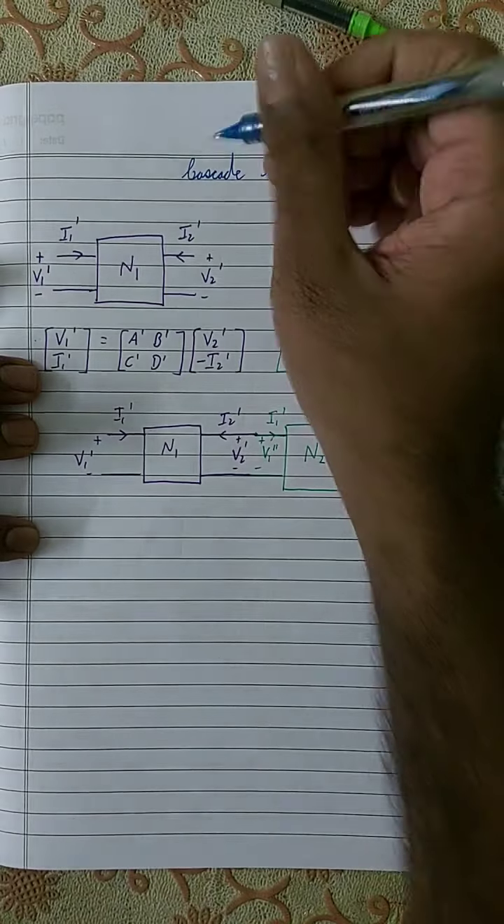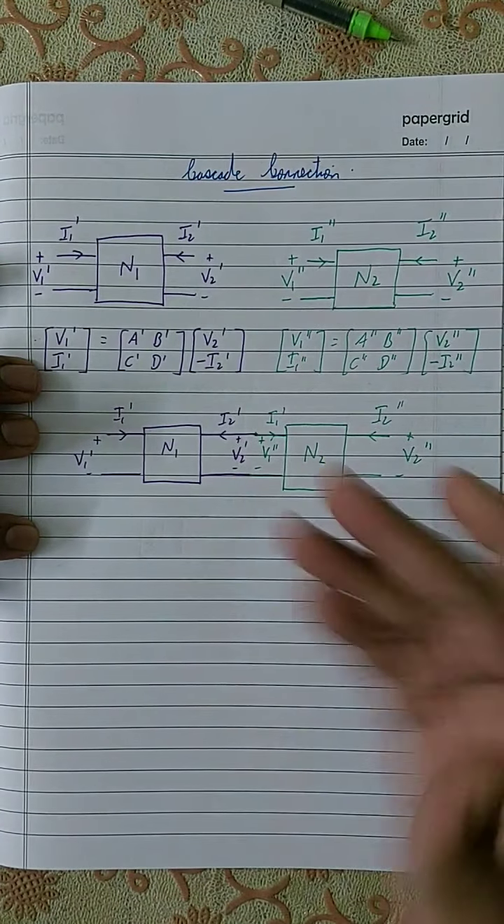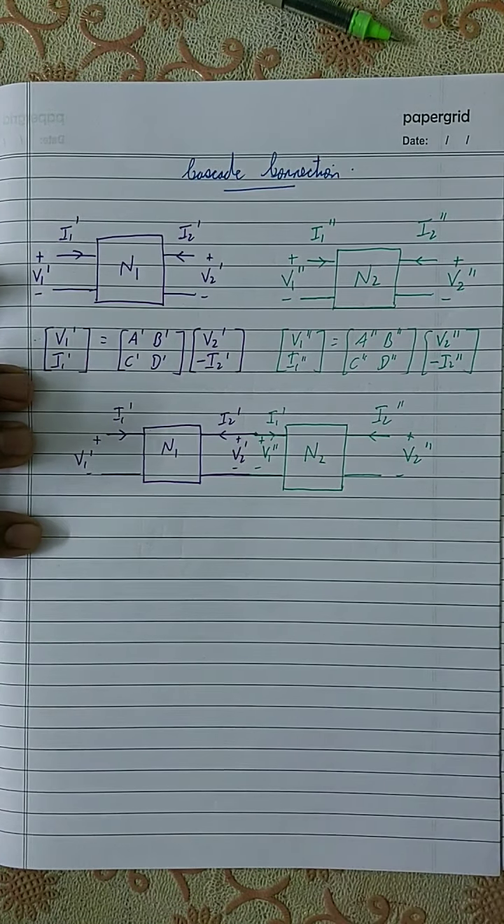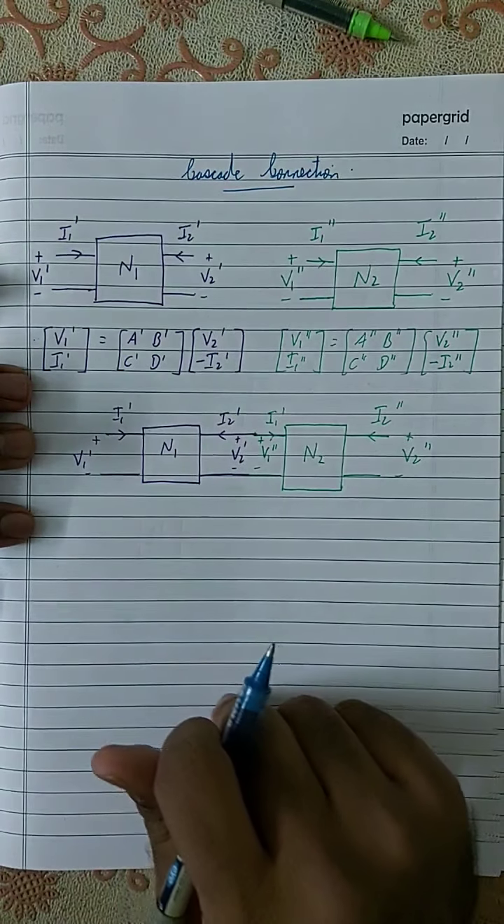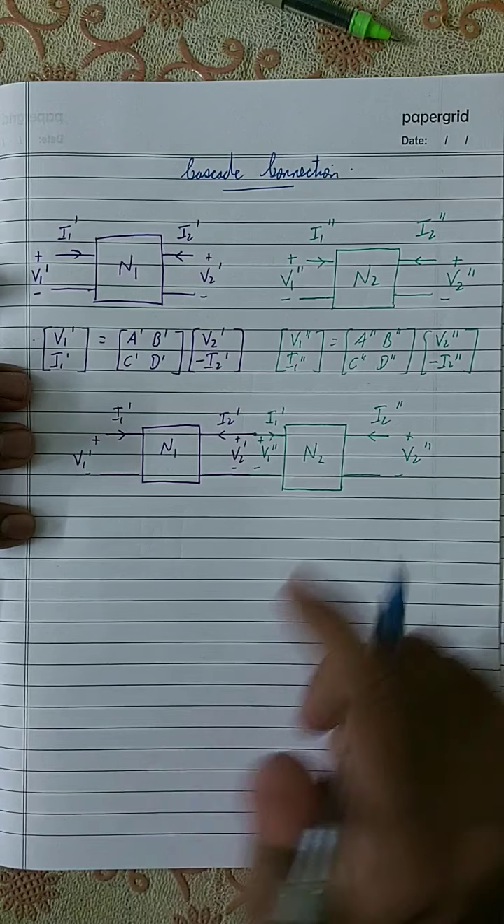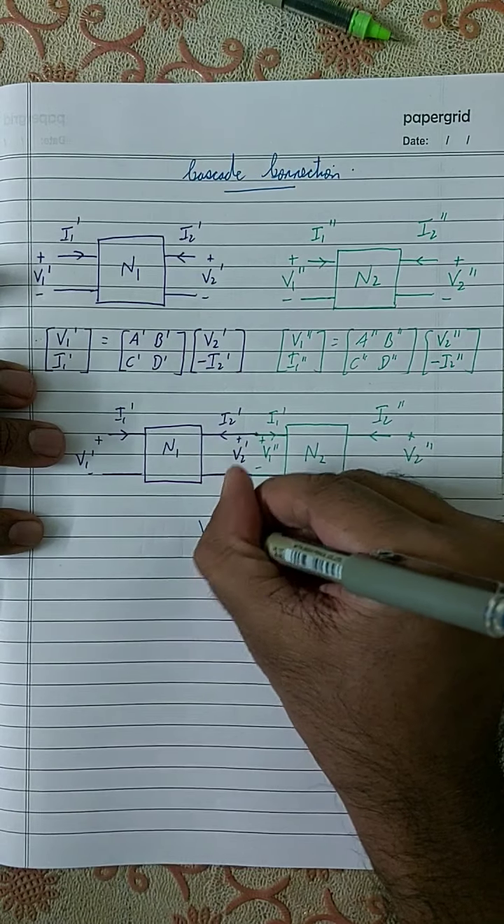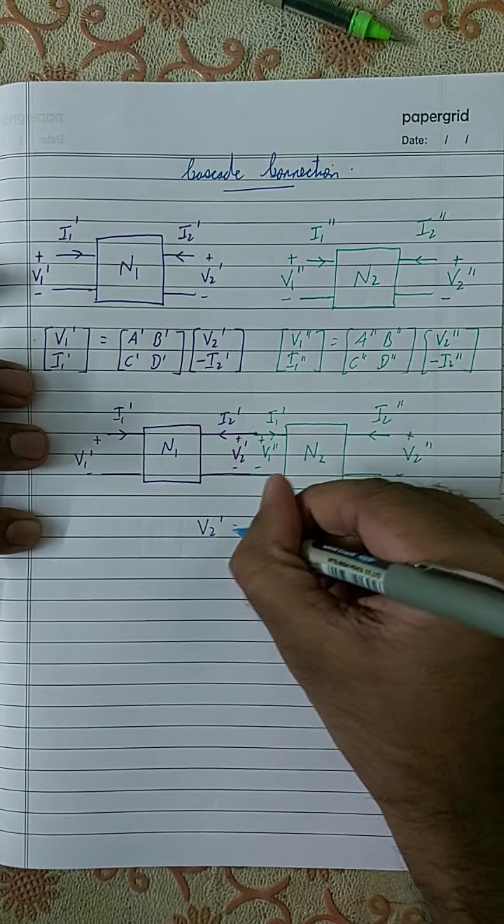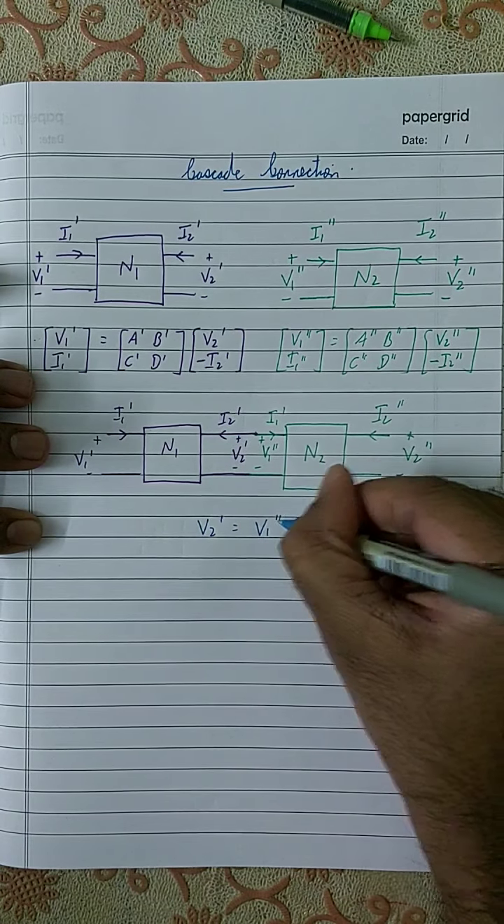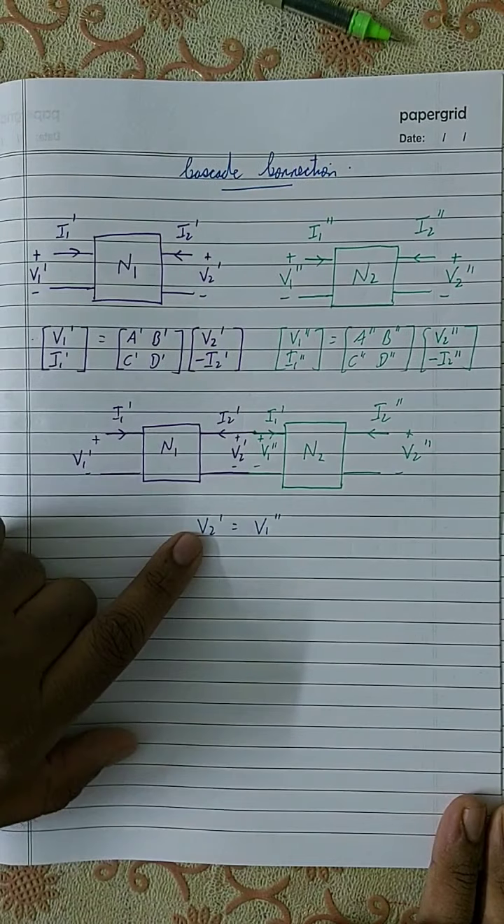So what will happen if two networks are connected in cascade? Very easy to remember, right? According to this connection, first and foremost, you can understand that the output voltage of the first network is equal to the input voltage of the second network. That is the first thing you have understood.